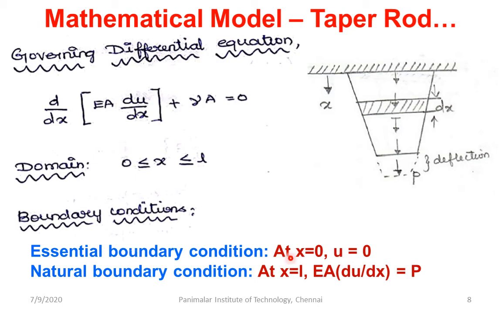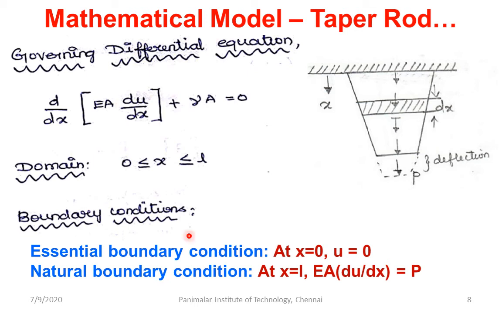That boundary condition is called the essential boundary condition or primary boundary condition. And at the free end we have load P. So at x equal to L, EA du by dx is nothing but the load or force. du by dx is strain, multiplied by E is stress, multiplied by A is force. So at x equal to L, the force acting is P. This type of boundary condition, which is expressed by a derivative of the field variable, is called the natural boundary condition or secondary boundary condition.